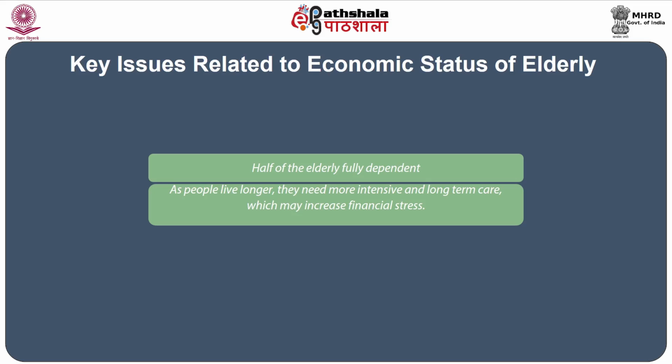As people live longer, they need more intensive and long-term care, which in turn may increase financial stress. This is another important aspect which will reflect on the quality of care by the young members of the family. If they live for a short period, naturally there will be a contribution by the family, and the expectation of bond and intergenerational attachment will further increase.